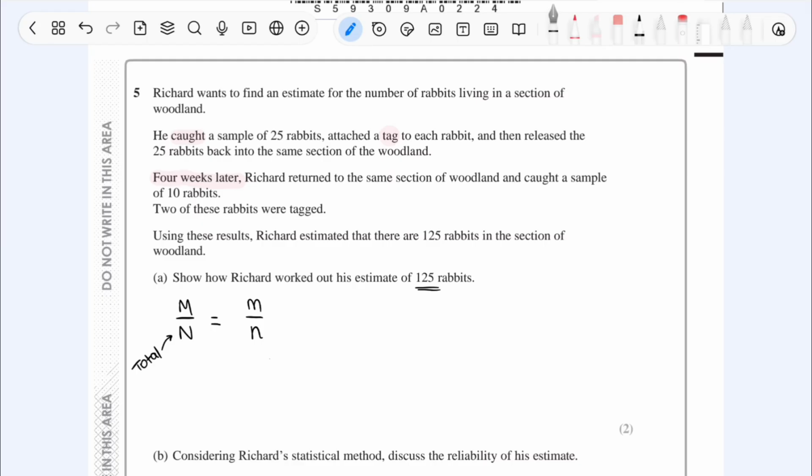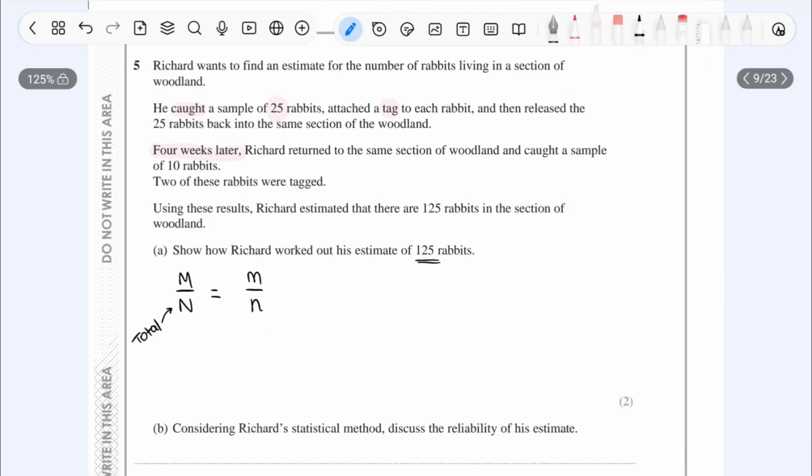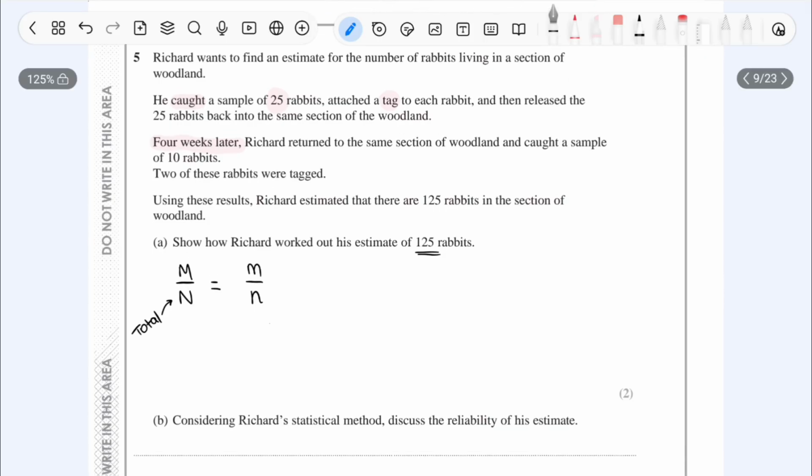So as we saw that capital M was the number of our first sample, let's find that value here. He caught a sample of 25 rabbits initially, and then he attached a tag to each rabbit. So capital M becomes 25. And we don't know capital N, and we're trying to find this, so we'll leave it as a variable.